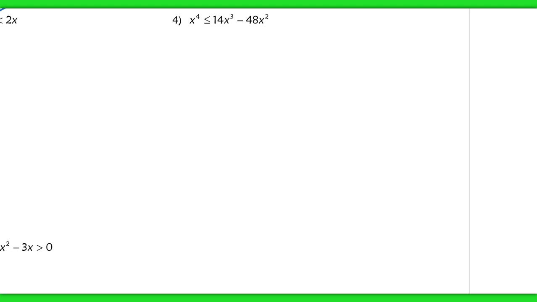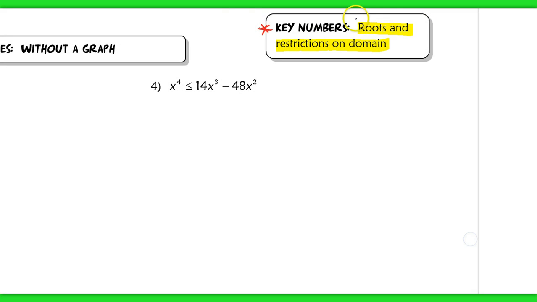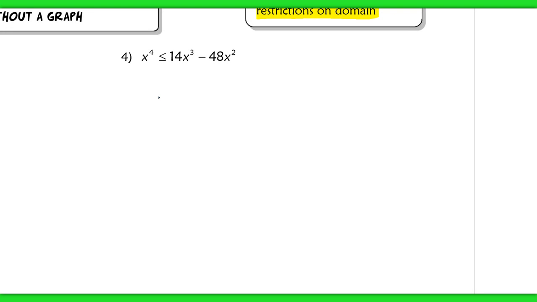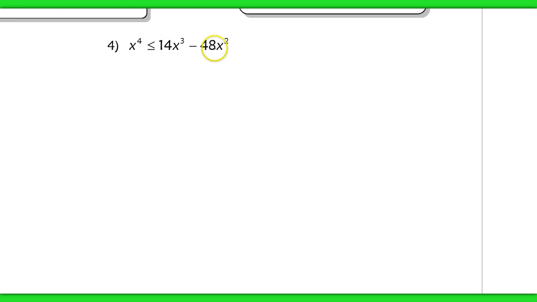So our goal here when we're solving a polynomial inequality is we want to get 0 on one side and we want to find the key numbers. Those key numbers, again, are restrictions on your domain or roots of your polynomial, okay? So in this case, there's no restrictions on our domain, but we can find some roots here. So let's subtract over 14x cubed and add over the 48x squared so that we can get 0 on one side.